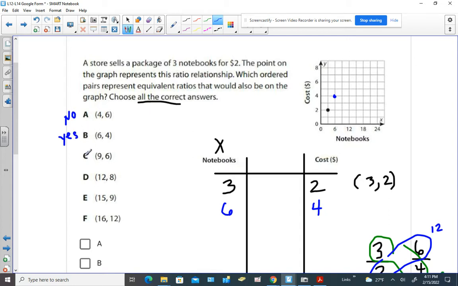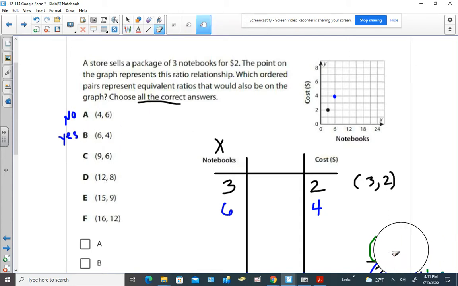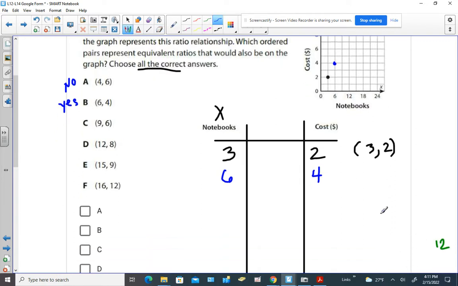Now, what about choice C, 9, 6? Let's try the cross product method to see if that reveals anything. So remember, it's a 3:2 ratio, and we're seeing if 9:6 ratio is equivalent. Let's check the cross products again. So going this way, this times this is 18. We should probably erase this so nobody gets confused about why that 12 is there. Oops, I erased the 18 by accident. Let me put that back. And then this times this, 2 times 9. If we check this cross product right here, 2 times 9 is also 18. The cross products match. It's an equivalent ratio.